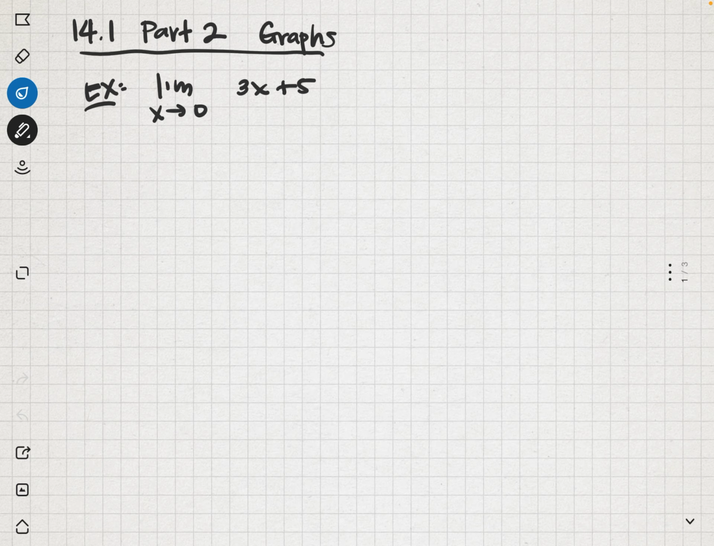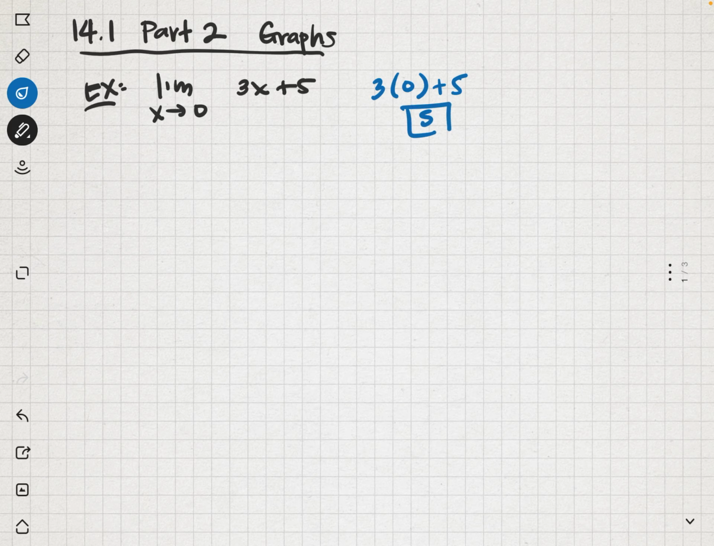We're looking at the limit as x approaches 0 of 3x plus 5. So if we plug a 0 in for x, it's not going to break any rules here. We're just going to multiply 3 times 0 and add 5. So we'd get 3 times 0 plus 5, and then 3 times 0 is 0. 0 plus 5 is 5. So the limit here would be 5.